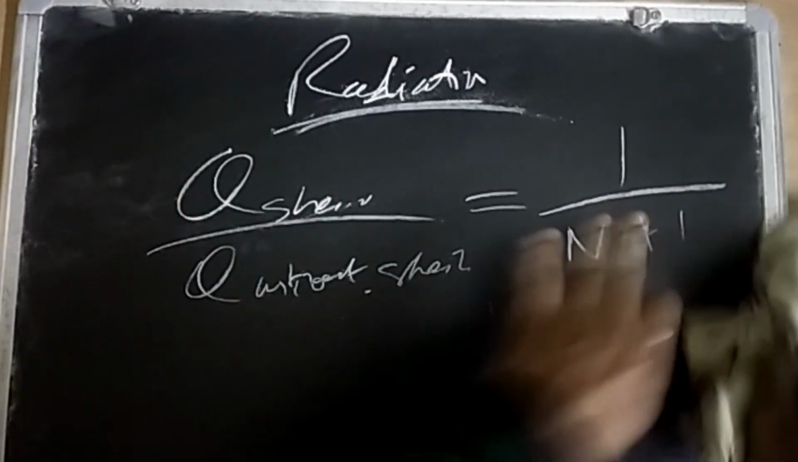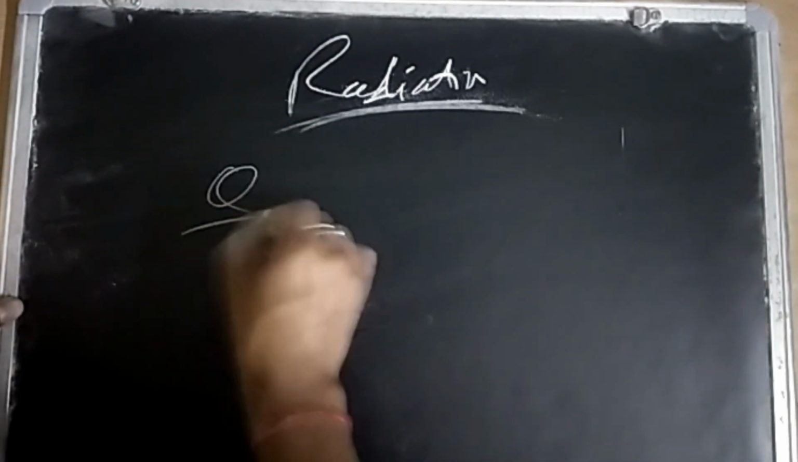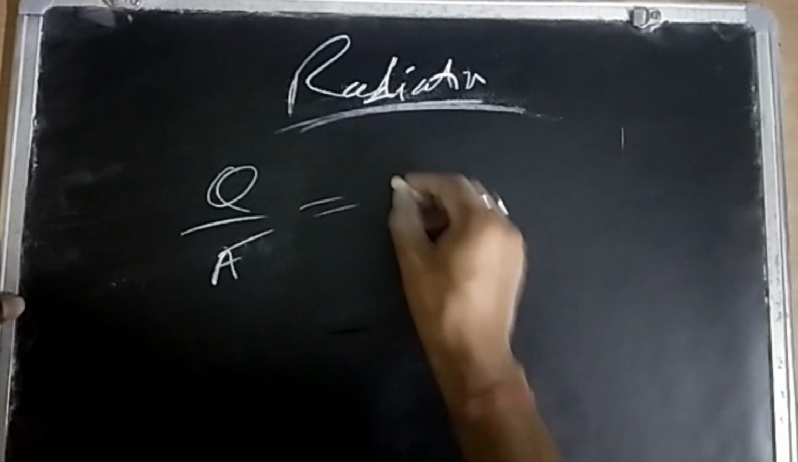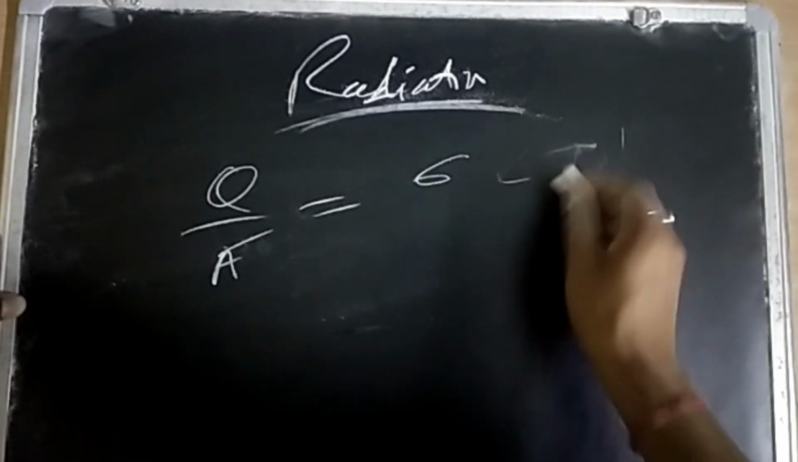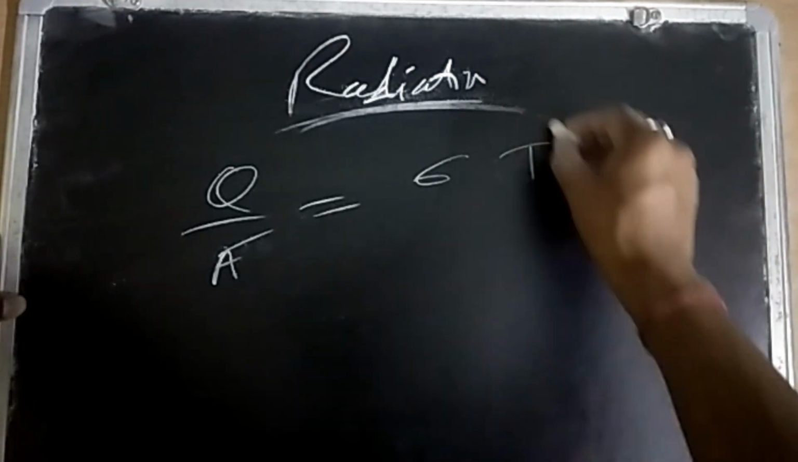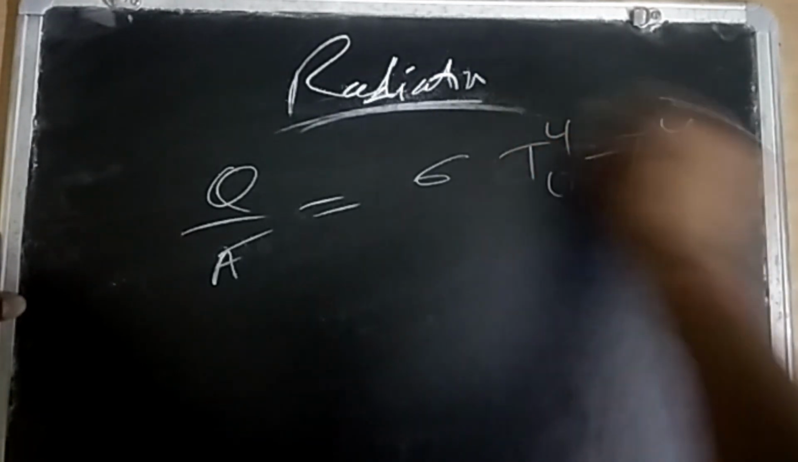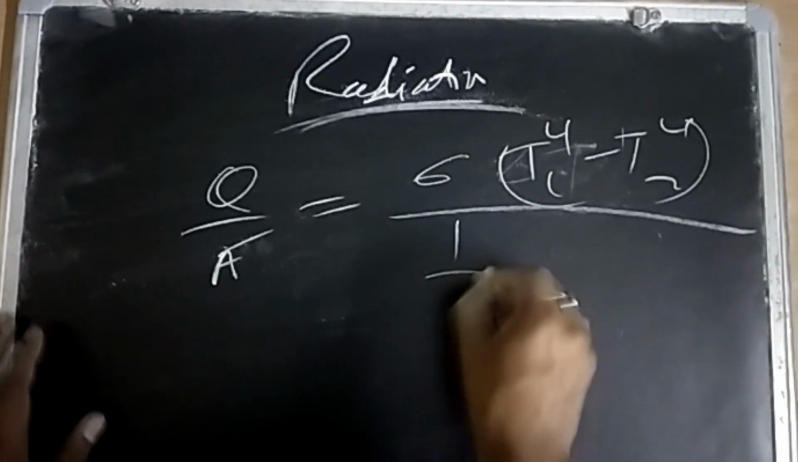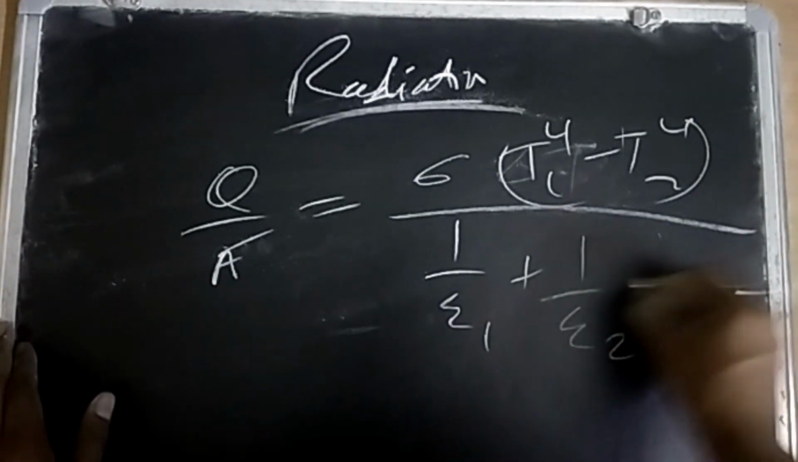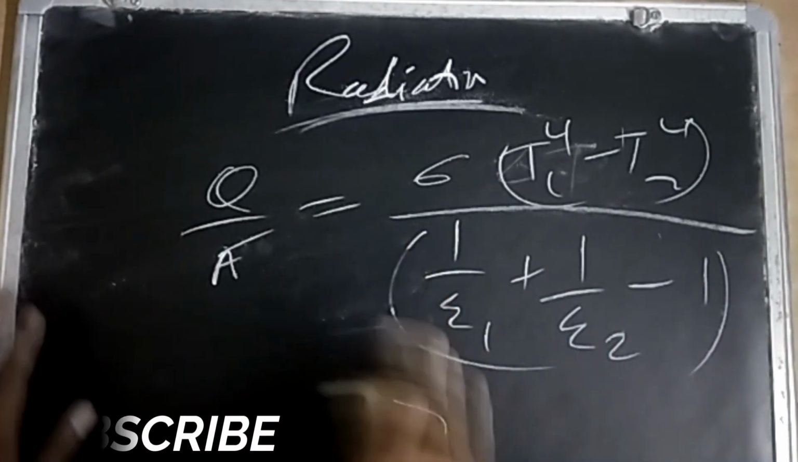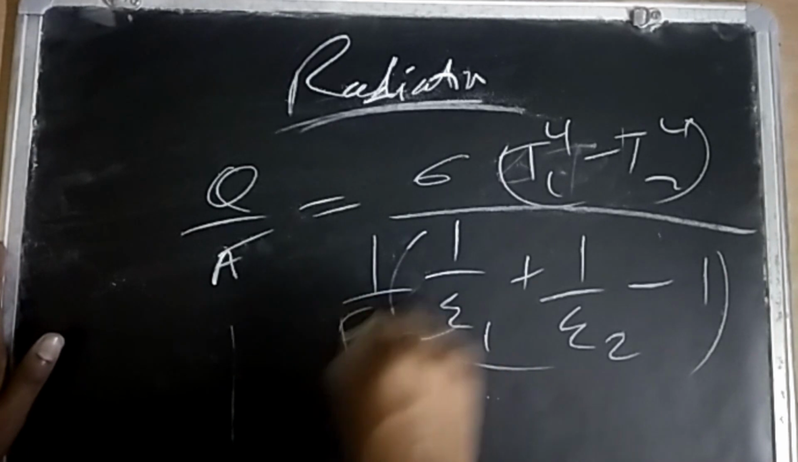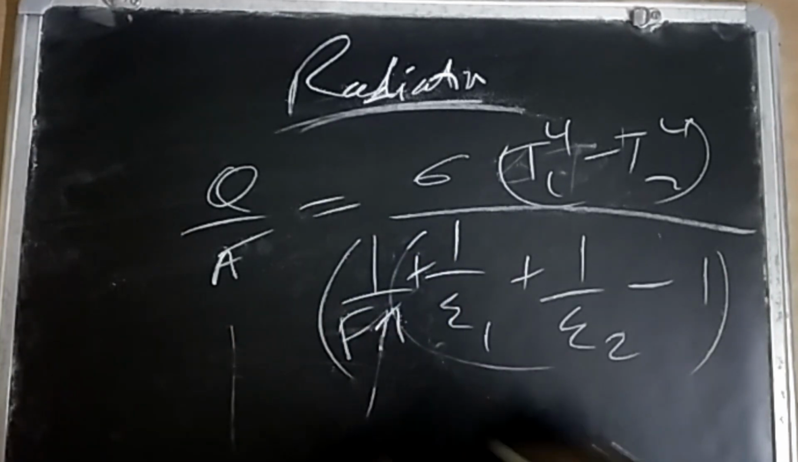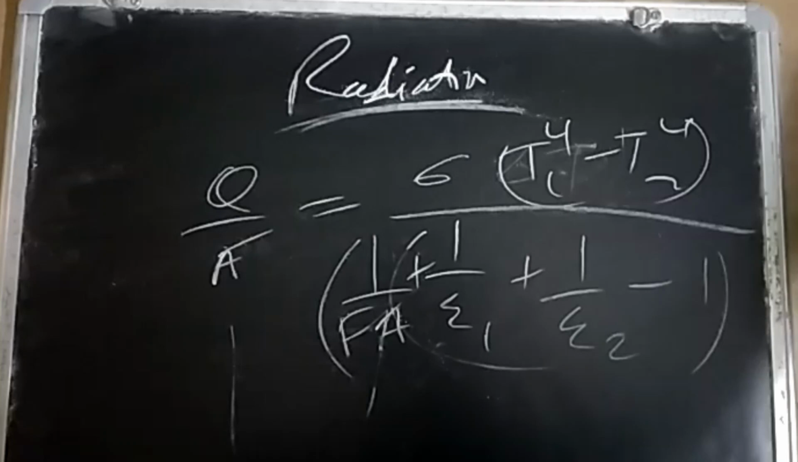This is one interesting to-the-point formula, and let me write the complete formula. Q upon A is sigma, the Stefan constant, times delta T to the power 4, that is T1^4 minus T2^4, divided by 1 upon epsilon 1 plus 1 upon epsilon 2 minus 1. Okay, cool. And because this is facing direct way, I'm not writing F_A, else F_A will also come. This is the view factor. Let me talk about that.